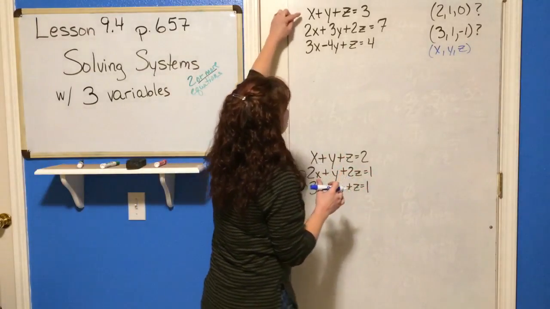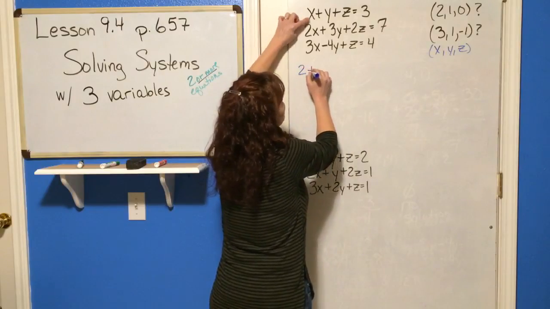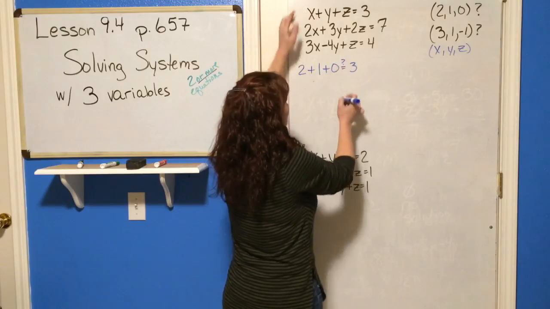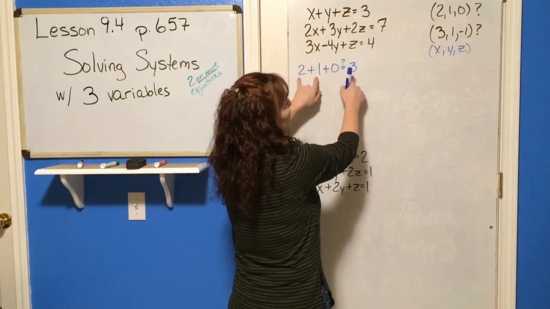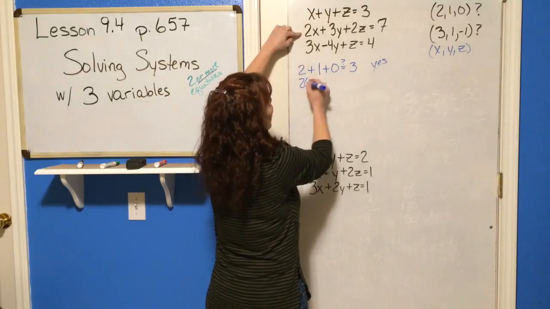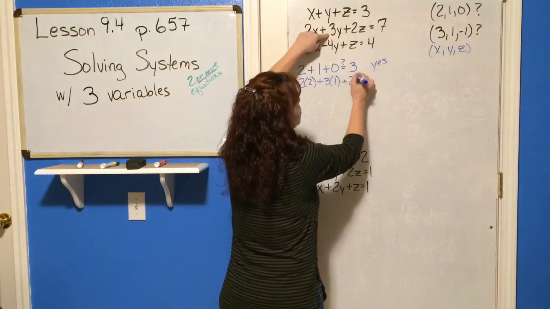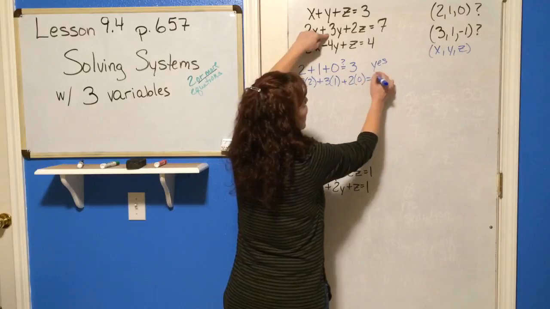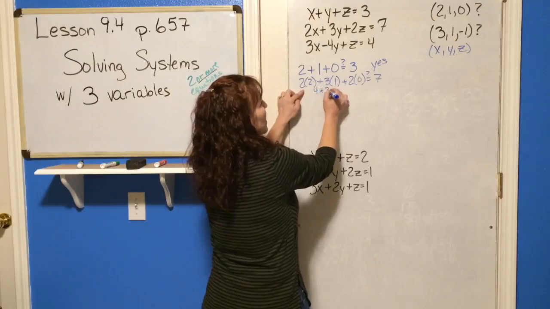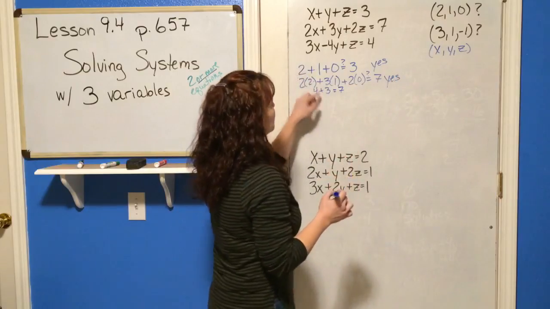So here we go. For the first one, x plus y plus z equals 3. Put in x, y, and z. So 2 is our x, plus 1 is our y, plus 0 is our z. Does that equal 3? 2 plus 1 is 3, and 3 equals 3? Yes. So far, so good. Keep going. So 2 times x is 2, plus 3 times y is 1, plus 2 times z is 0. Does that equal 7? All right. So 2 times 2 is 4, plus 3 plus 0. Does that equal 7? Yes, it does. We're good to go. Keep going.